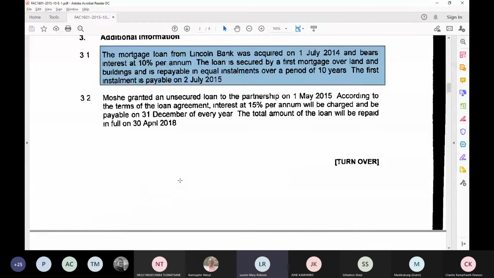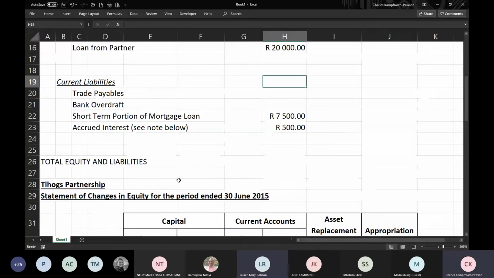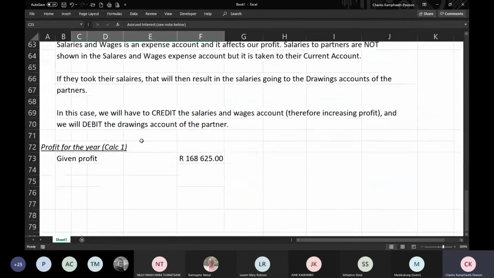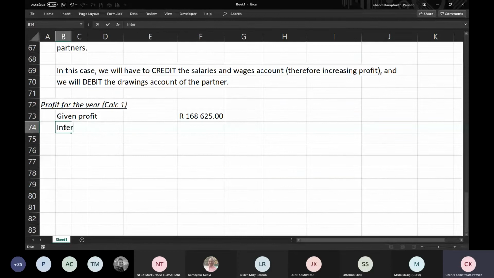I understand. Thank you. Okay, 100%. So since we've accounted for it as a current liability, we would have credited accrued interest. So every credit must have a debit and every debit must have a credit. So since it's an expense, interest, if we have to pay interest, it's an interest expense, we will debit the interest expense account, which we must still do. So this will be interest on loan from partner. That's minus 500.